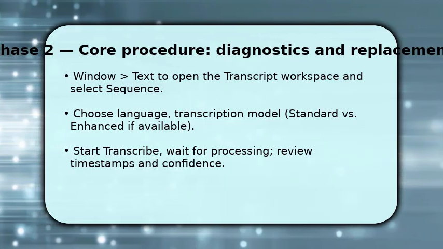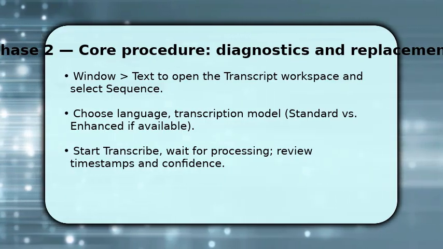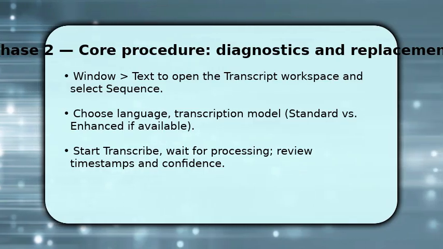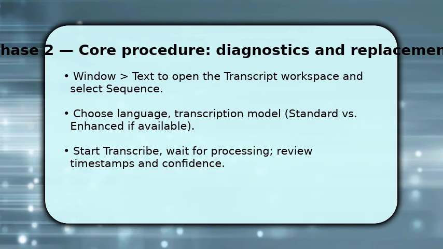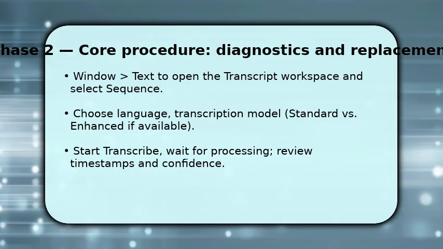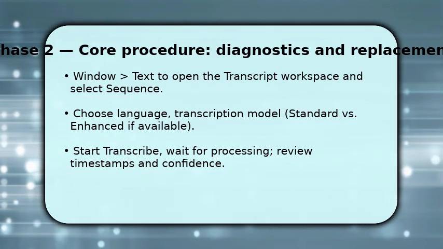Then choose the transcription model. Use Enhanced for clearer voices or noisy backgrounds because it applies better acoustic modeling. Click Transcribe and watch the progress. Premiere generates timestamps and confidence scores. Once complete, scan the transcript for misheard words and use the confidence highlights to find problem areas quickly.